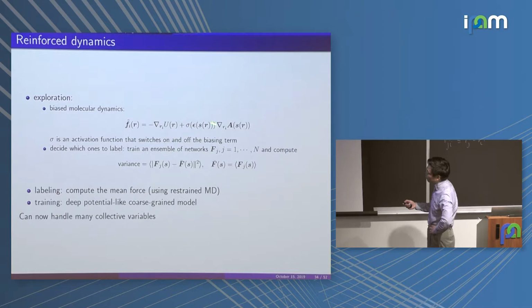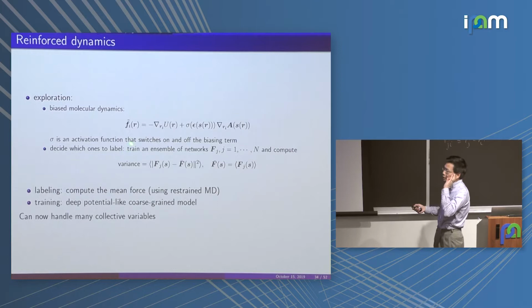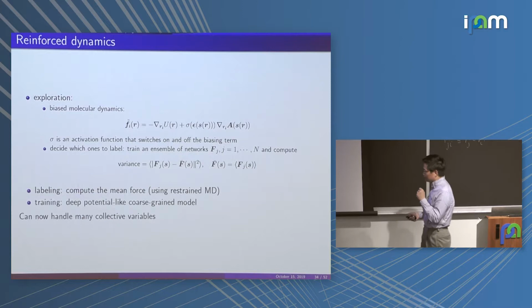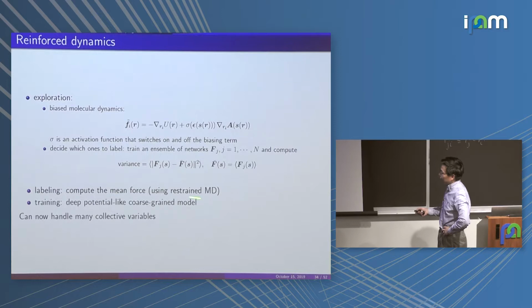Okay, and then once you see a configuration, you need to decide whether you need to have that labeled, namely compute the potential mean force in order to compute the free energy. That decision is done by this little trick I mentioned earlier, namely having an ensemble of networks and computing the variance of their predictions. If the variance is big, you have that labeled. If it's small, you don't. And for labeling, you need to compute the potential mean force, and that's done by restrained molecular dynamics.